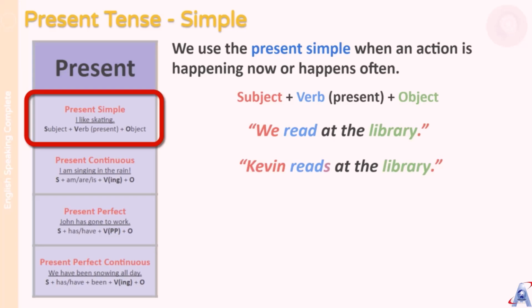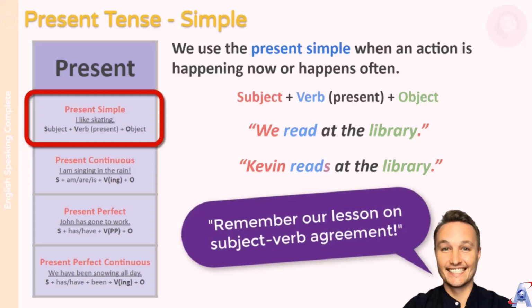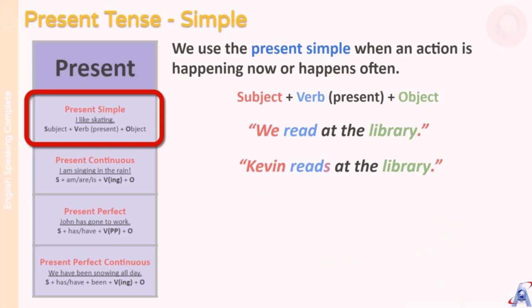Now you may notice an S has been added to our verb read, and that's because in the third person singular, so third person is he, she, it, Kevin is a he, we add an S to the verb. Kevin reads at the library. This is just a case of remembering the rule. In the present simple tense, we add an S in third person singular. He, she, it. Or if it's a boy or girl's name, Kevin. For example, Kevin reads at the library.